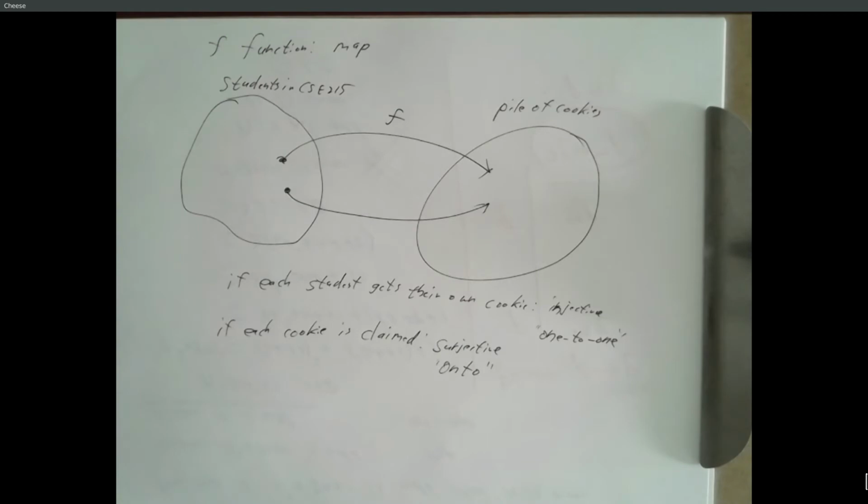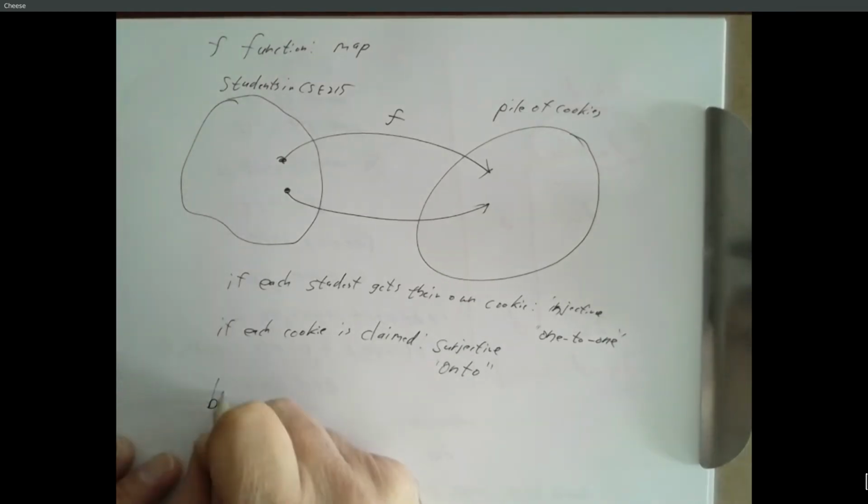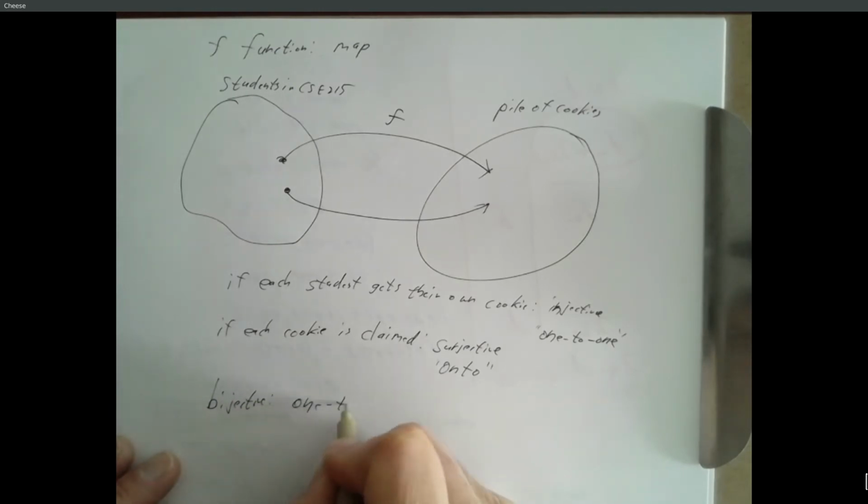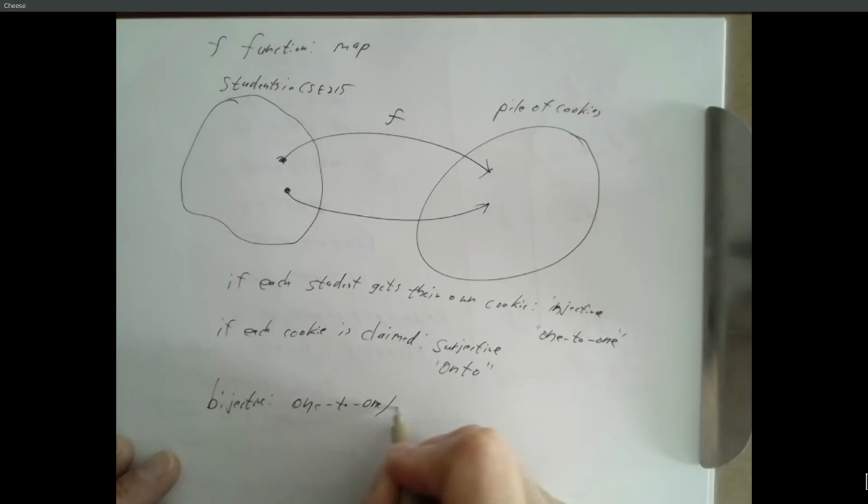If it's both injective and surjective, that's bijective. So bijective is 1-to-1 and onto.